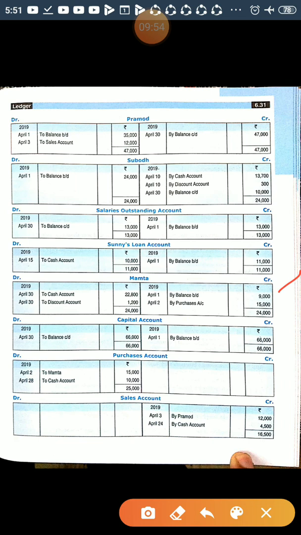So Mamta, for understanding, was our creditor in the starting of the year with 9,000. We have to pay 9,000 to Mamta. During the year, we have purchased goods from Mamta of rupees 15,000, which makes our liability 24,000, and we have settled our liability by giving cash 22,800 in full settlement, and 1,200 we have received as discount from Mamta. So Mamta account has been completely cleared and settled. At the end of the month, April 30, there is no balance. Mamta shows nil balance.